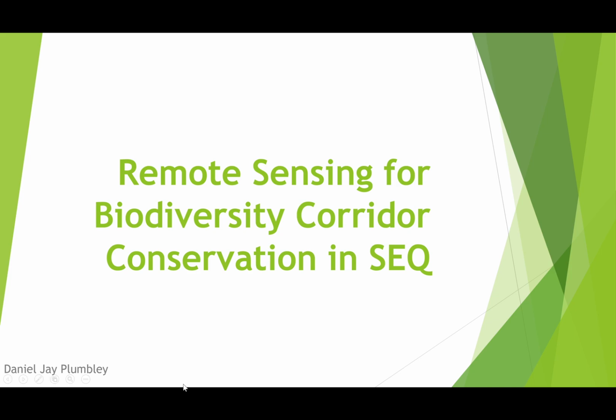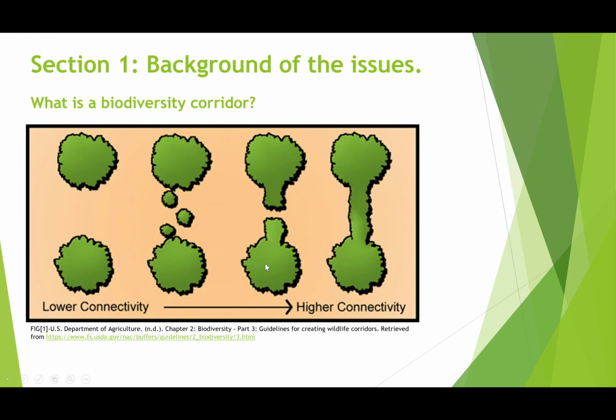I will be discussing remote sensing for biodiversity corridor conservation in southeast Queensland. Biodiversity corridors are an area of vegetation that allow animals to travel between patches of native environment. These corridors are vital to maintain and restore natural biodiversity as they allow for species movement between disconnected areas.